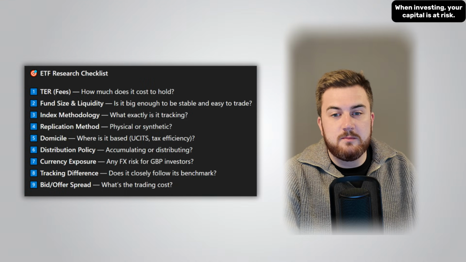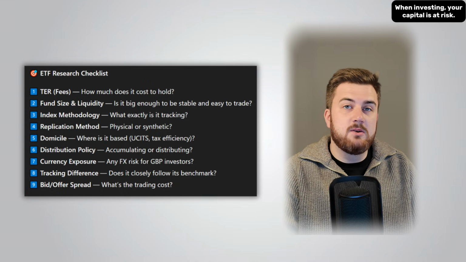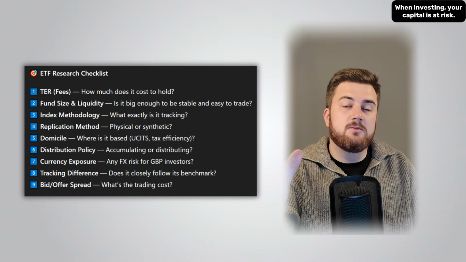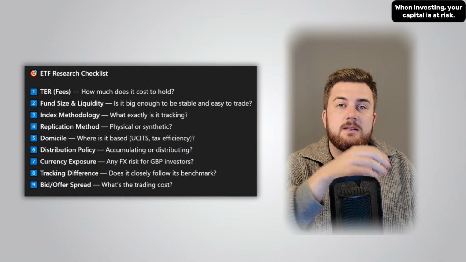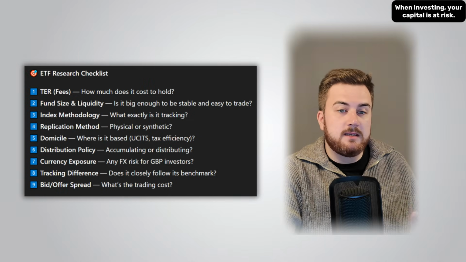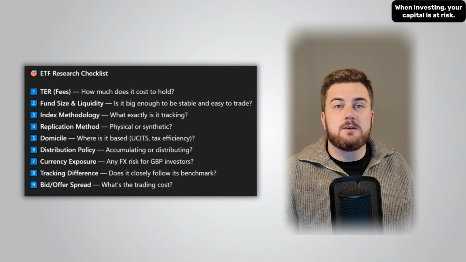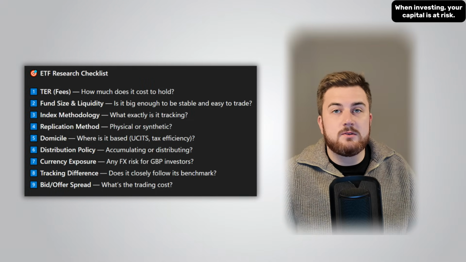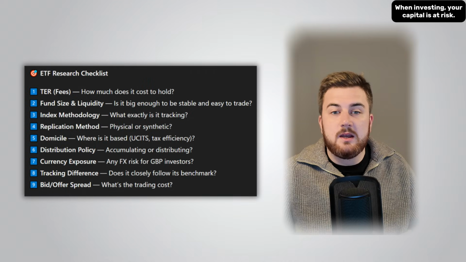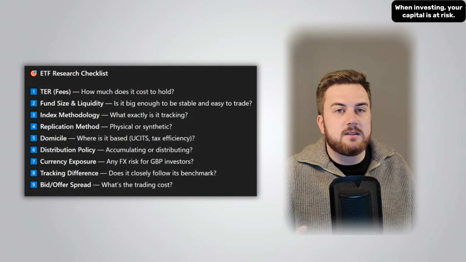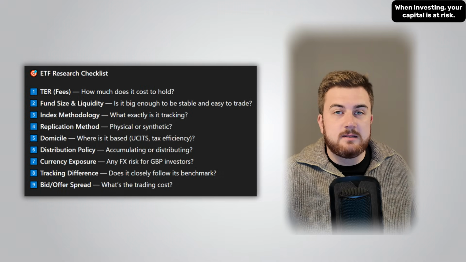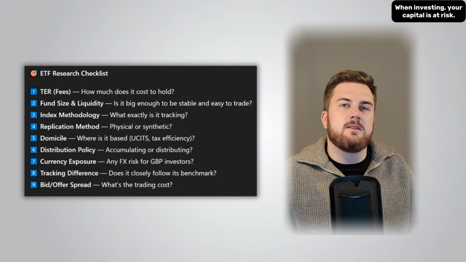Domicile, so where is the fund based? And this is good to know as I use the example of Ireland and Luxembourg. Different domiciles will have different withholding tax rates that the fund pays on the dividends they receive. Accumulating versus distributing. This will come down to personal preference and how you want that income treated. There's various reasons. It might be personal preference or it might come down to tax efficiency about which one you'd go for. For a hands-off approach inside an ISA and a SIPP, accumulation is probably better. But as I say, there is no set one is better than the other here.